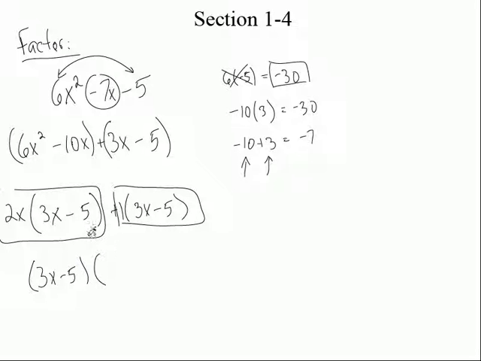And then what's left over? If I take this out of this, what do I have? A 2x plus a 1. And there it is. Is that the same thing that we got earlier for our factoring? It is, isn't it? It's exactly what we got earlier.